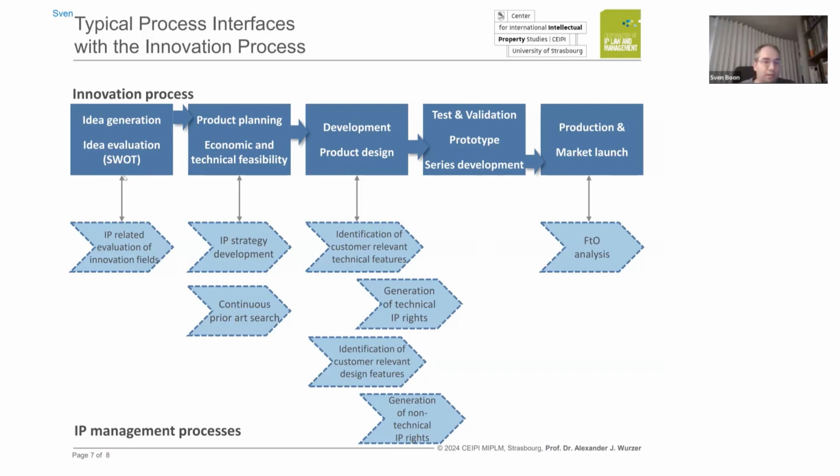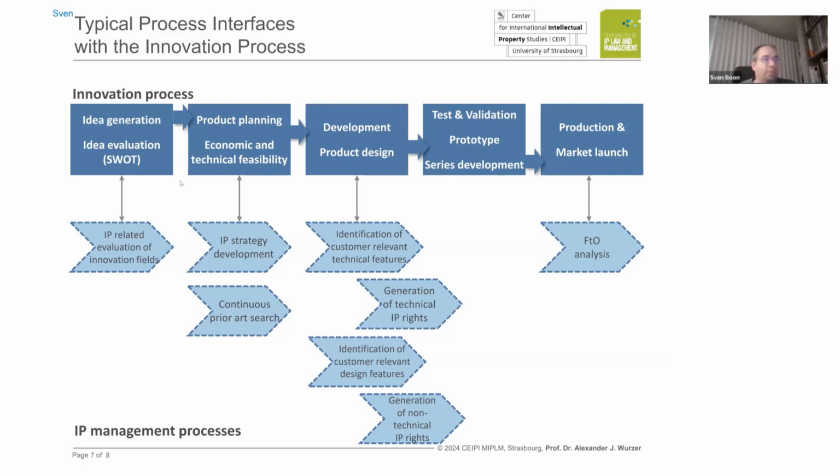So we can see here, for example, that in the innovation process of idea generation, there will be a direct link also with the IP processes, where the IP process will consider IP landscape analysis, innovation, technical fields, main players, etc. And we'll be communicating this information with the innovation team during the idea generation.